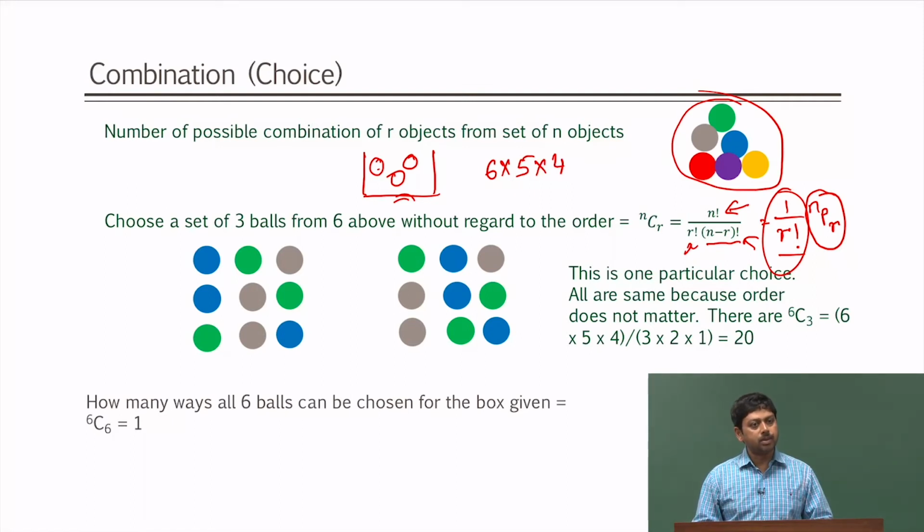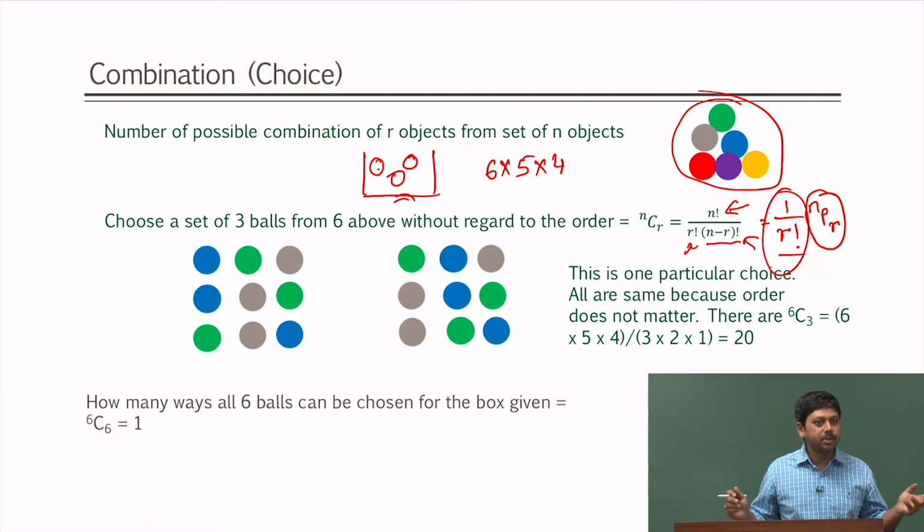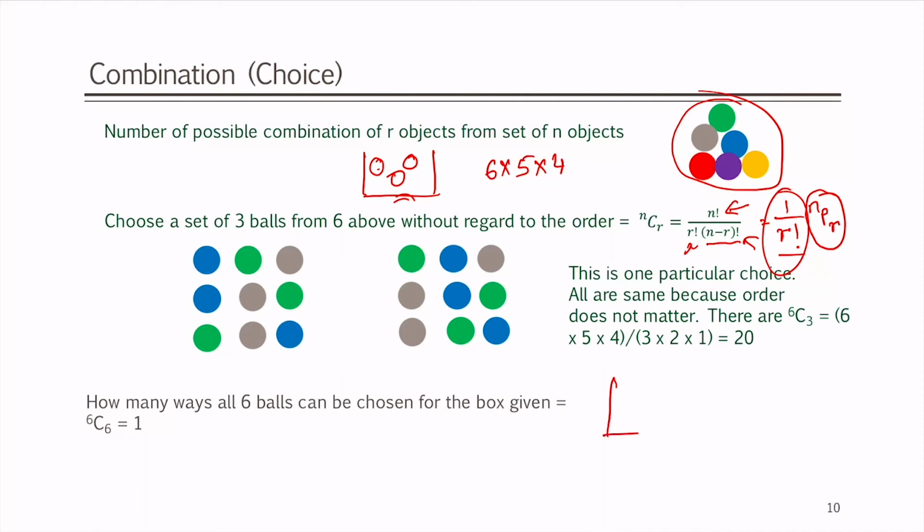What will be the number of possibilities? All 6 I put in one box. There is only one way of doing it. I have to take all of them and put it. There is no other possibility, and that is happening because I put 6 factorial on the numerator, but I divide by 6 factorial back again when they are put in the box. Then they become indistinguishable.